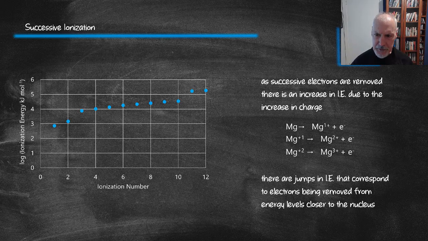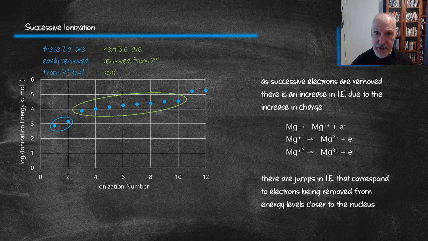There are also some jumps you'll see in the ionization energy that correspond to electrons being removed from different energy levels. The first 2 electrons are easily removed from the 3rd energy level. The next 8 electrons are removed from the 2nd energy level. And finally, the remaining 2, the 11th and 12th electron of magnesium, are the most difficult to remove, coming from the 1s orbital.